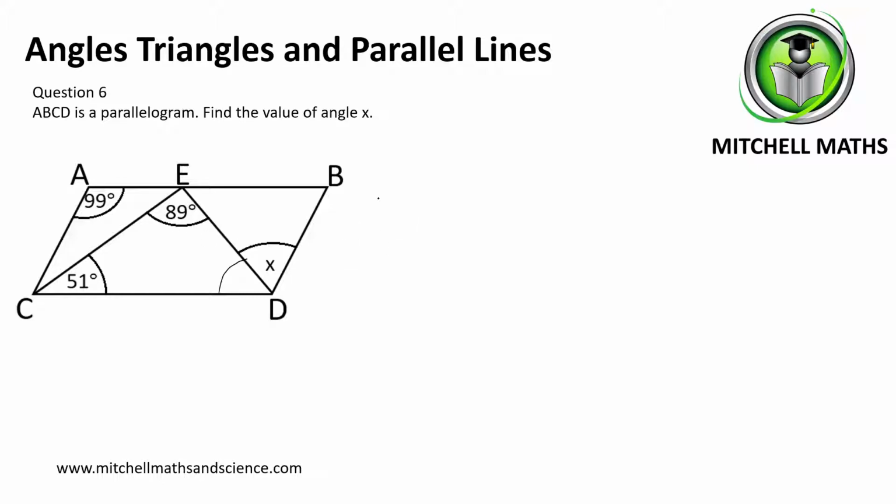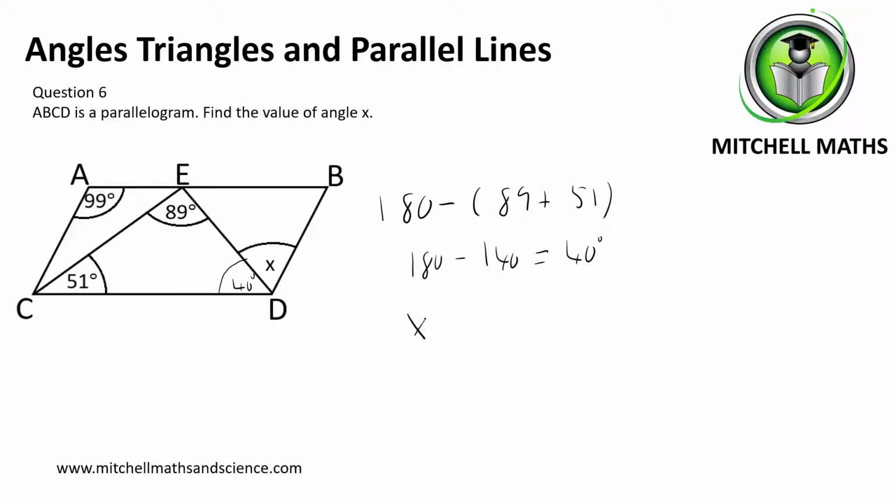I'll need to do 180 take away 89 plus 51. So 89 plus 51 is 140. So 180 minus 140 is 40 degrees. Therefore, we know that this angle is 40 degrees. Now, because this is a parallelogram, ABCD, we know that opposite angles in a parallelogram are equal.